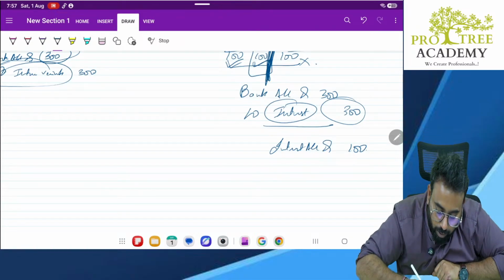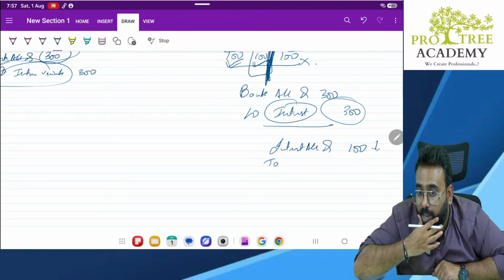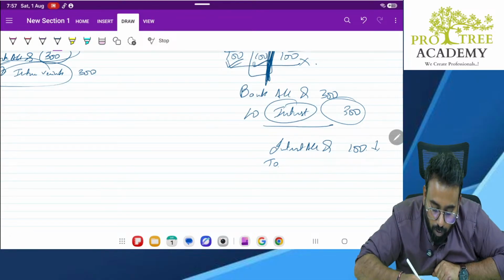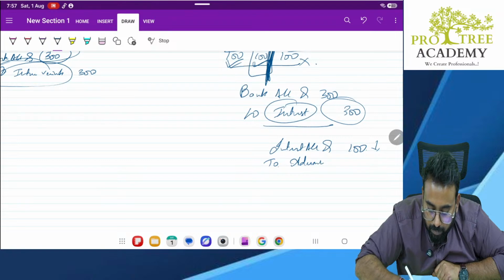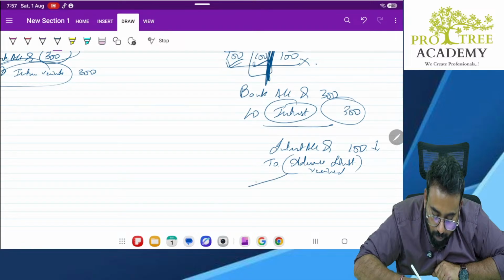Correct? Sir, okay sir, done. I have reversed the income. When we reverse the income, it will be debited. What will I do, sir? I will create advance interest received. Okay, sir. What is this account, sir? What is the nature of this account? The nature of this account is liability account.